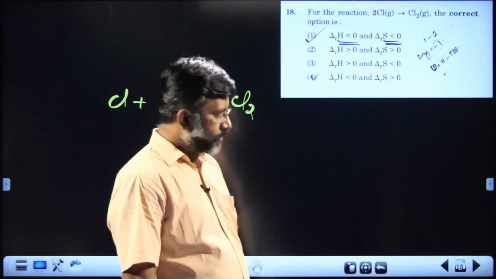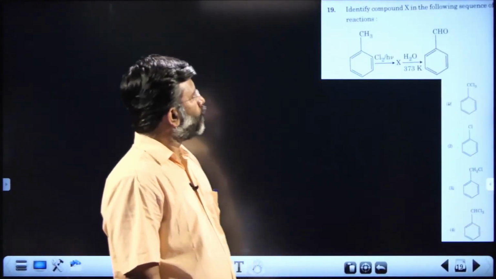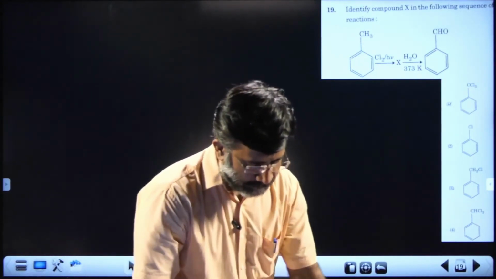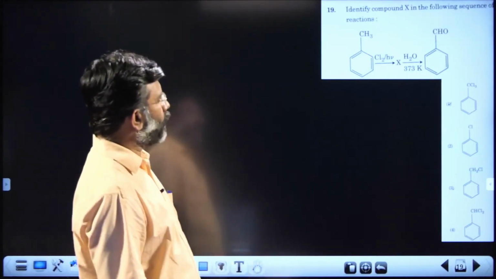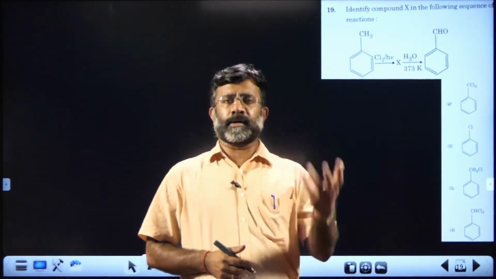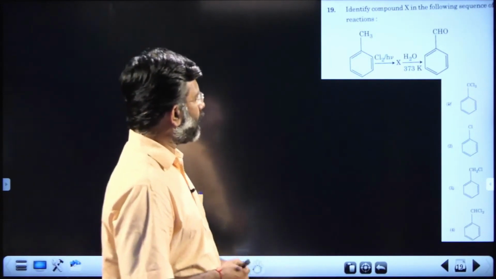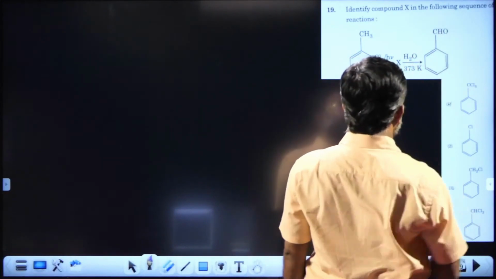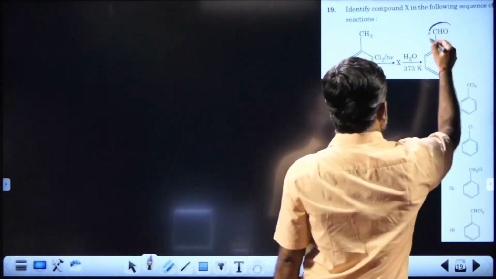Okay. Next question, 19th question. Identify the compound X in the following sequence. That is a reaction there in the textbook: preparation of benzaldehyde. Toluene treated with chlorine, you get X. Upon hydrolysis, you get benzaldehyde. So there is a clear indication given regarding the product.